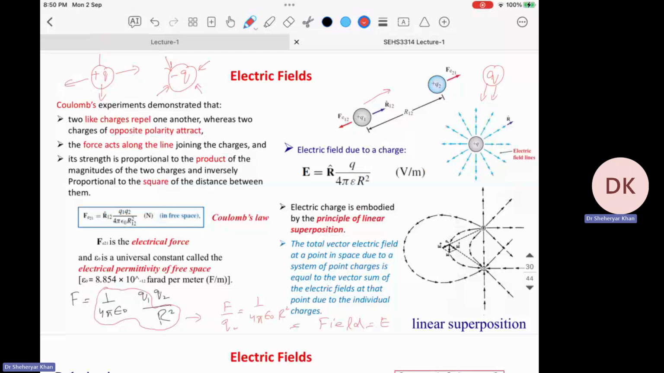So we learned from Coulomb's law that the force between two charged particles is equal to the product of their charges divided by the square of their distance, right? And the constant is 4 pi epsilon naught. Any questions? Is it clear?